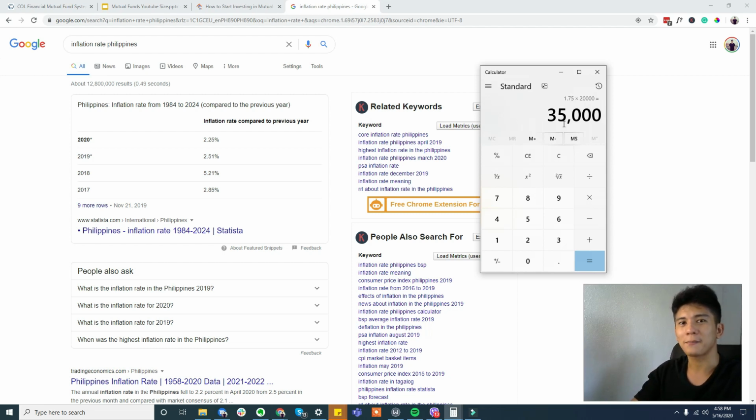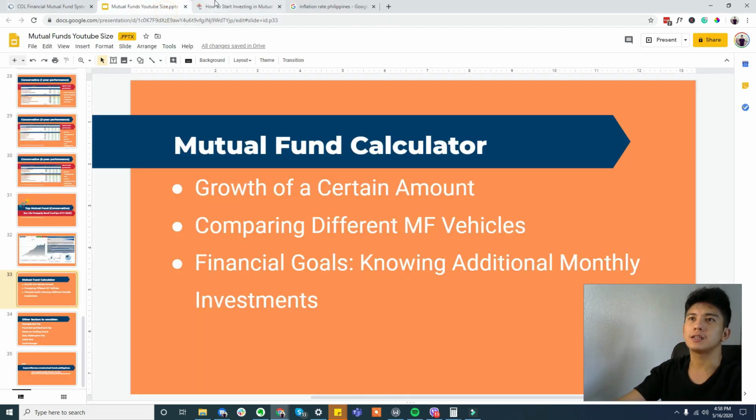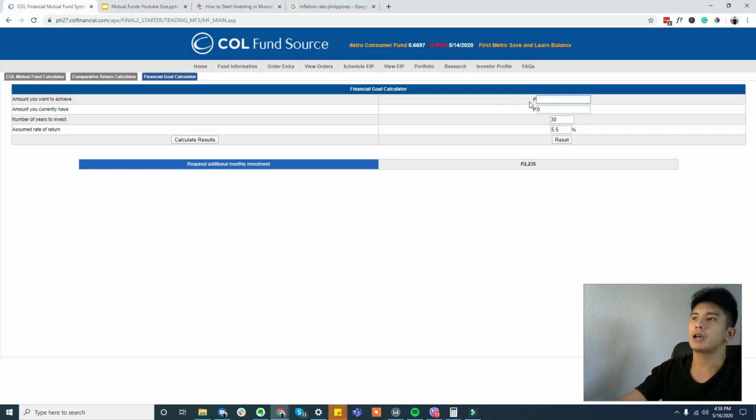But going back, it's 35K, assuming that you will live for another 20 years. Okay, so 35,000 times 12 months. Okay, so that's 1 year. This is what you need for a year times 20 years. Let's say your lifespan would be until 80 years old. So I guess this is too much, 8.4 million. But just using this as an example, let's go to the calculator.